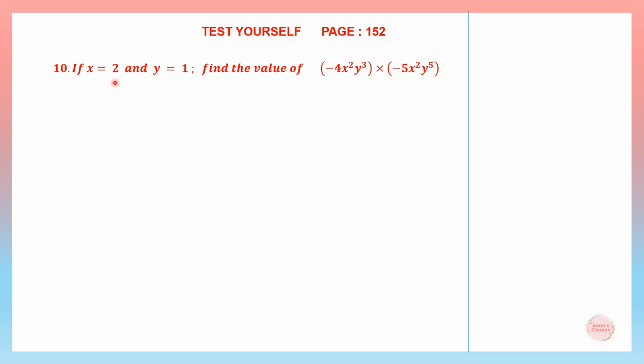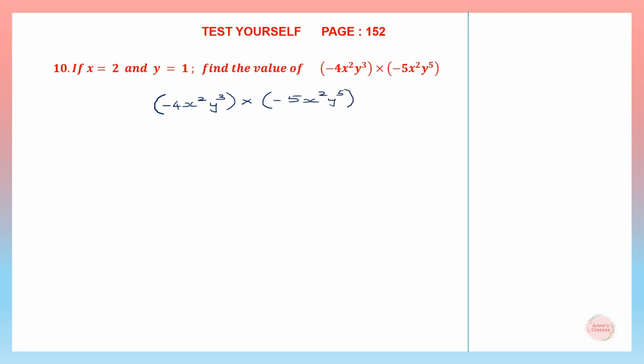If x is equal to 2 and y is equal to 1, find the value of this operation here. Okay, so this is multiplication as you can see. So what we're going to do is first work this out and then substitute x and y with these values. So let's begin that. Let me write that down. So this is minus 4x square y cubed into minus 5x square y raised to the power of 5.